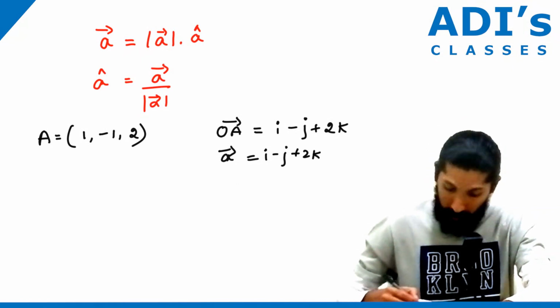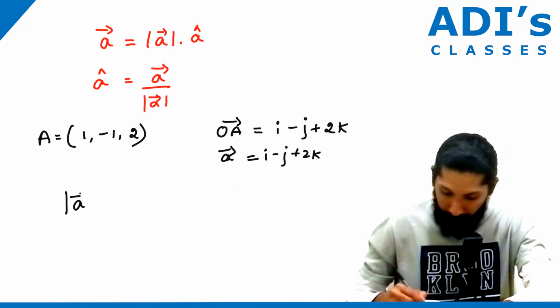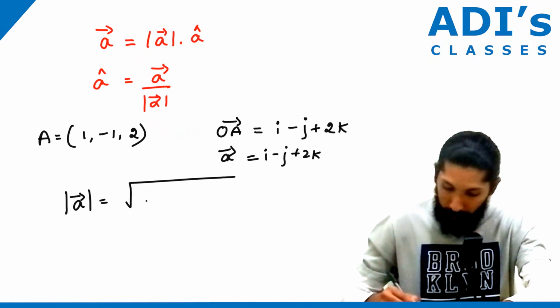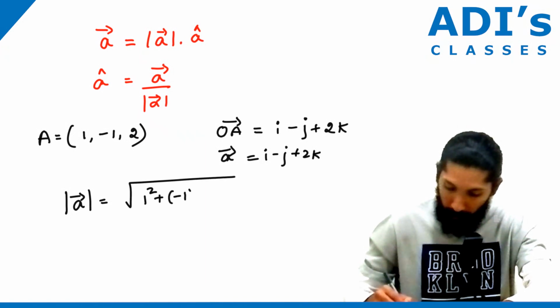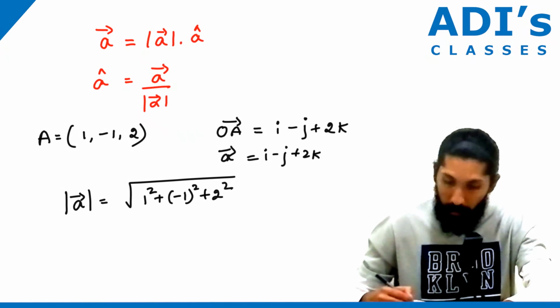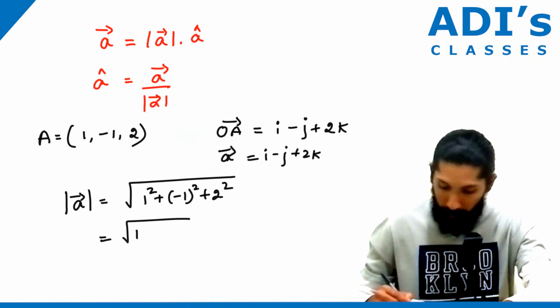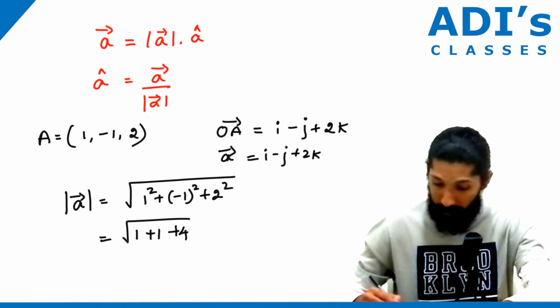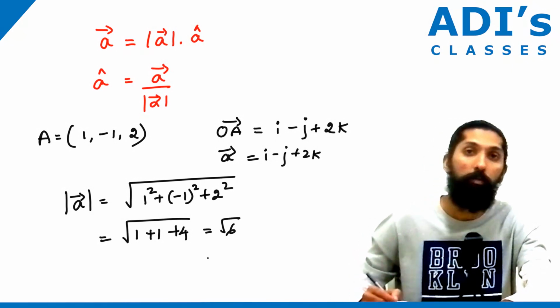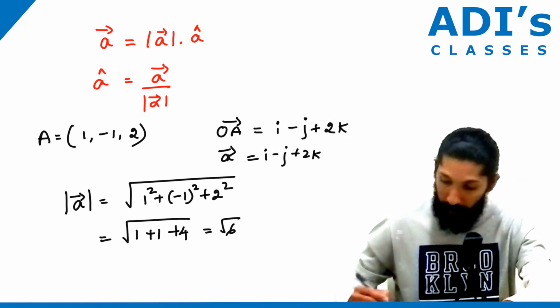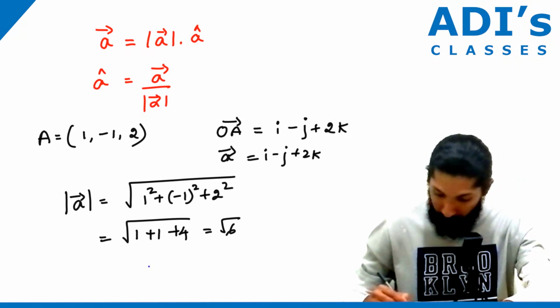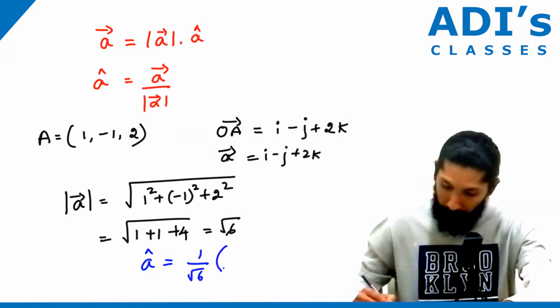Now, calculate the modulus. Mod of vector A is root of 1 square plus (-1) whole square plus 2 square. Correct? So, this is going to become root of 1 plus 1 plus 4, which is 6, root of 6. So, the modulus of the vector is root 6. That means the A cap, the direction, becomes 1 by root 6 times (i minus j plus 2k).